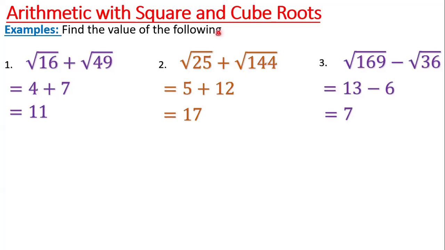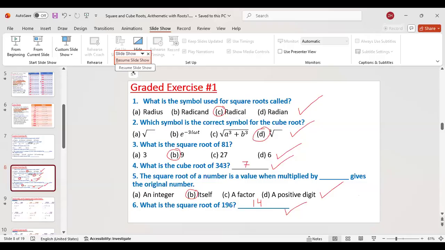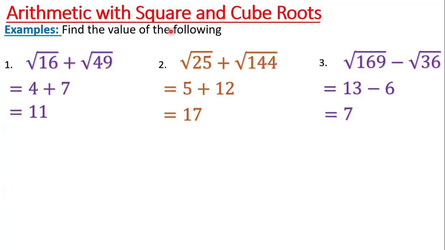Okay, so let's go ahead and do number 4. For number 4, we have this one. So it's sort of different. We have the square root of 100 minus the square root of 4. Can someone tell me how we're going to do this? The square root of 100 minus the square root of 4. How are we going to do that?